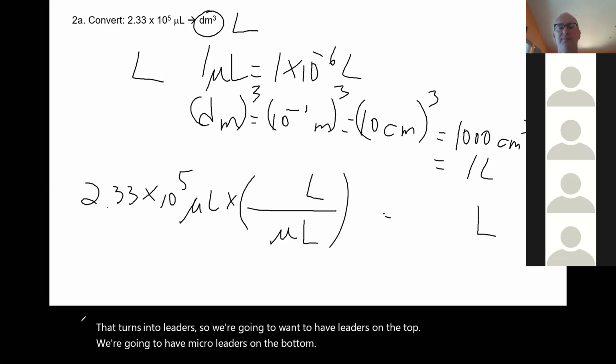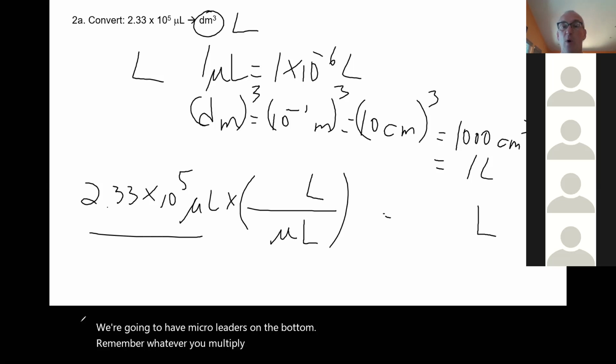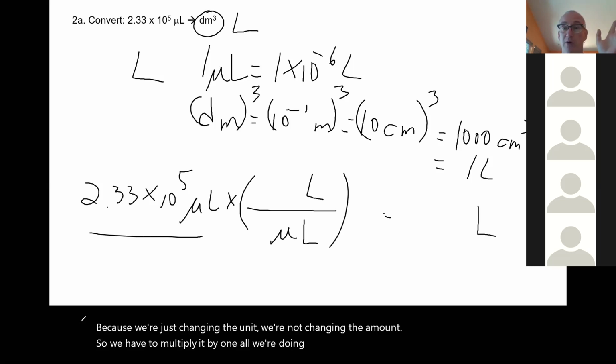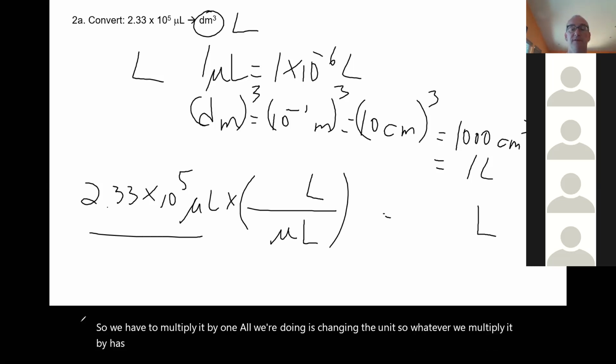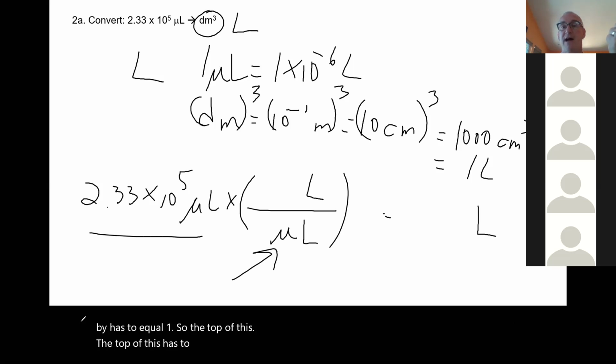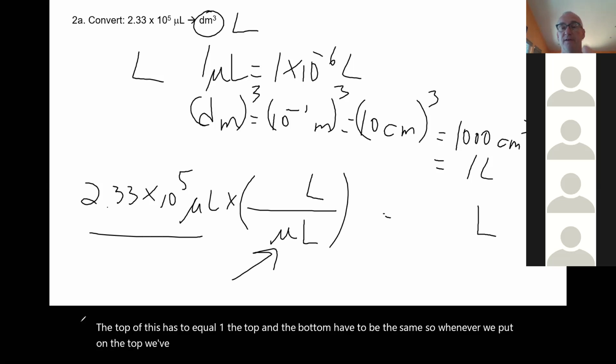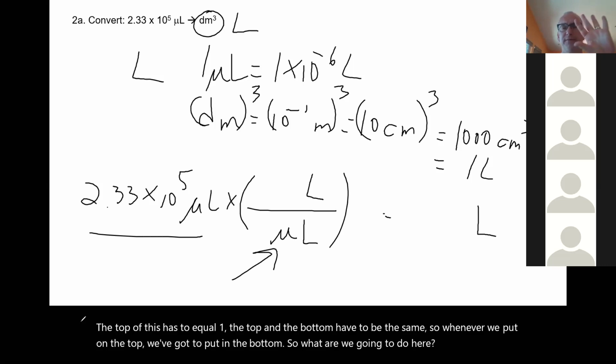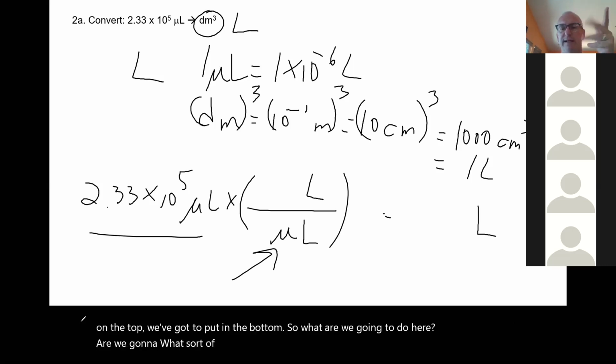Remember, whatever you multiply this by has to equal 1, because we're just changing the unit. We're not changing the amount, so we have to multiply it by 1. All we're doing is changing the unit. So the top and the bottom have to be the same. Whatever we put on the top, we've got to put on the bottom. So what are we going to do here? What sort of relationship do we want to show between liters and microliters?